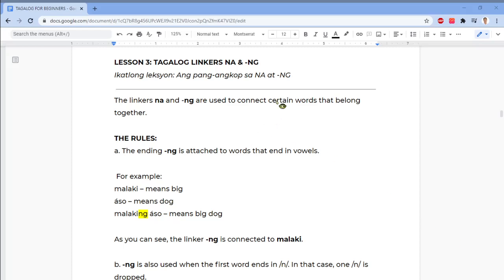Hello and welcome back. In this video, I'm going to discuss the continuation of Tagalog pronunciation, and we're in lesson 3, which is Tagalog linkers na and suffix ng.